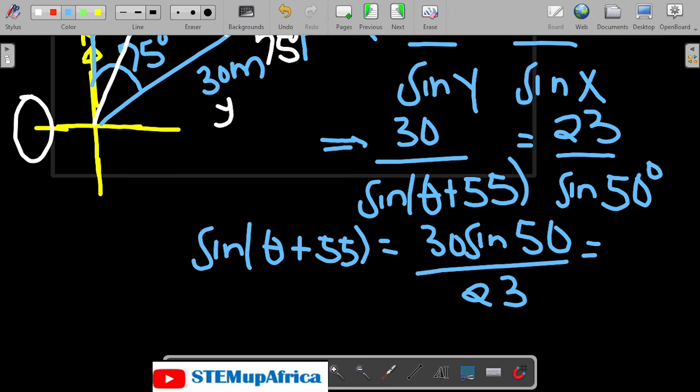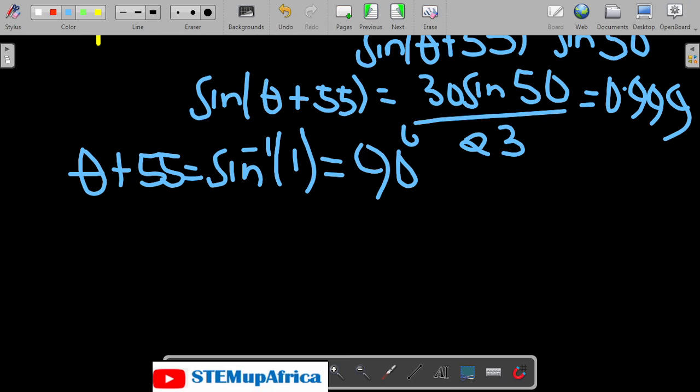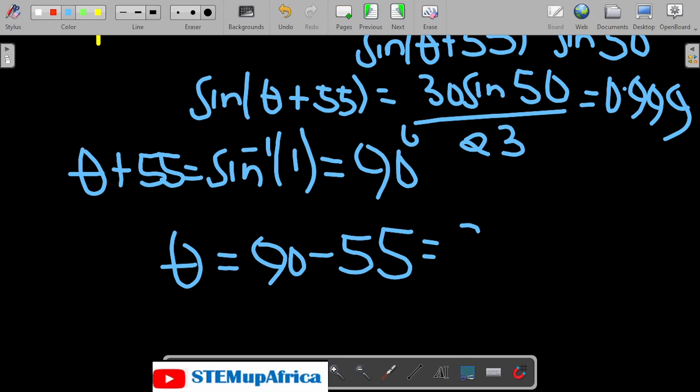30 sine 50 divided by the answer of having 0.9995. So let's say it's approximately 1. So I'm having theta plus 55, also the arc sine of 1. That will give us what? 90 degrees. So what is that, my theta? Theta is simply 90 minus 55. That will give us 35 degrees.